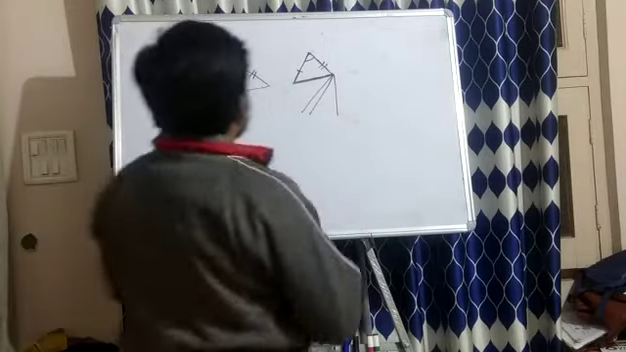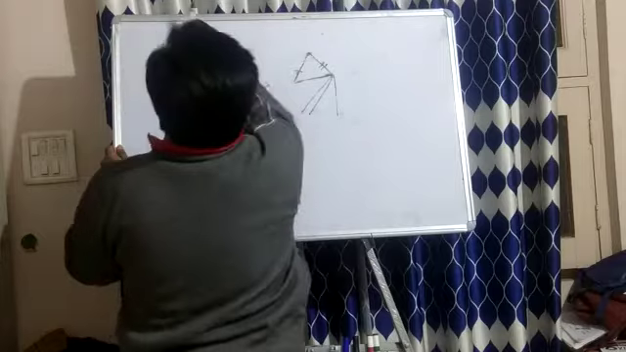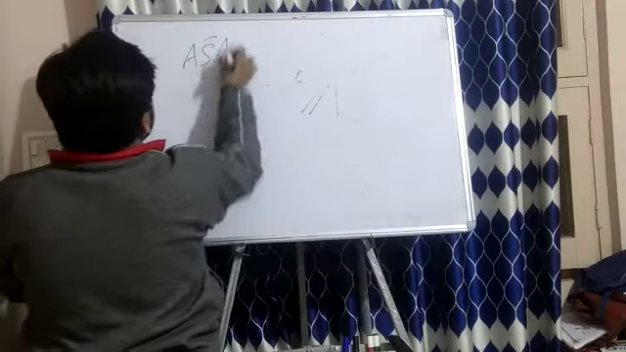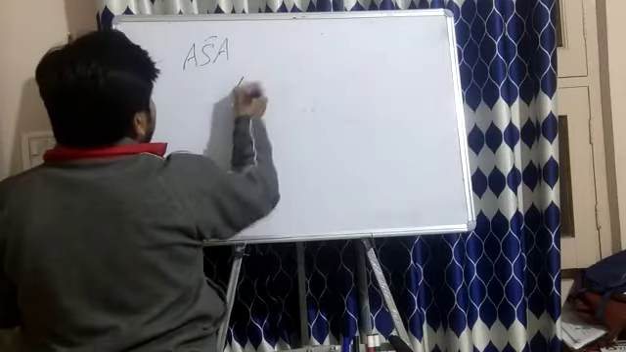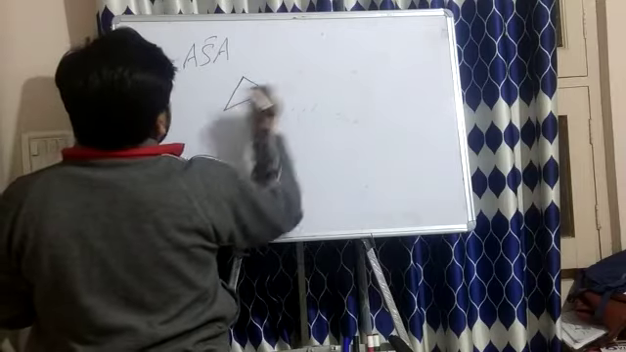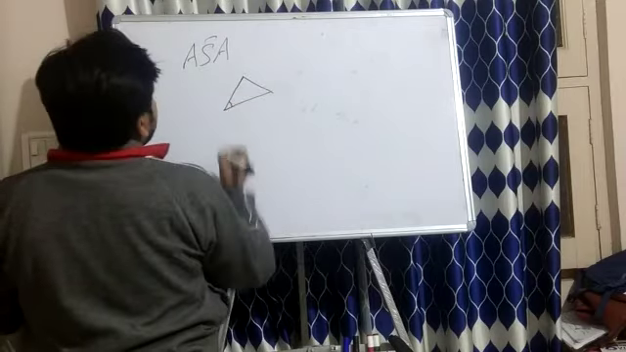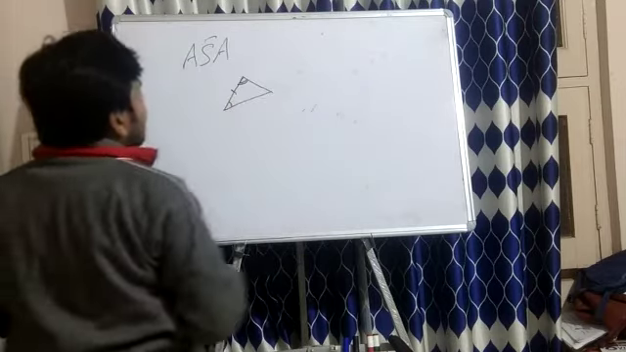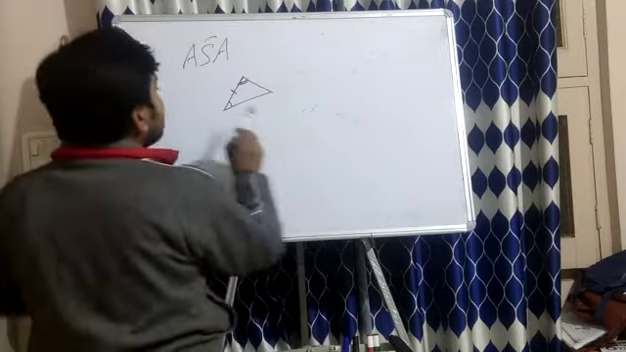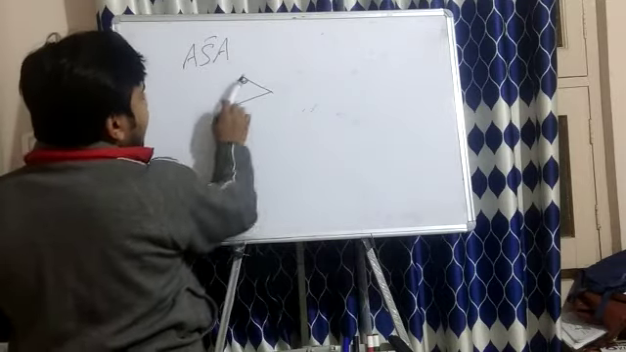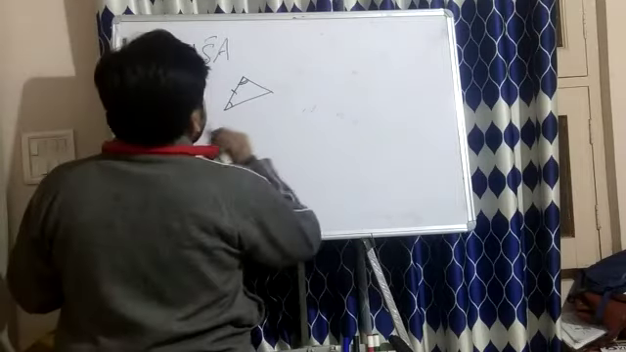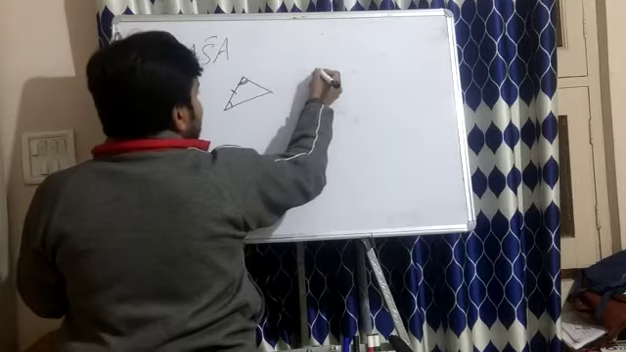Now let's try ASA, angle side angle. Now let me draw any triangle, this. Now angle, side and angle. Now let me draw another triangle whose these two angles and a side between them will be identical. Now let me draw this side first.